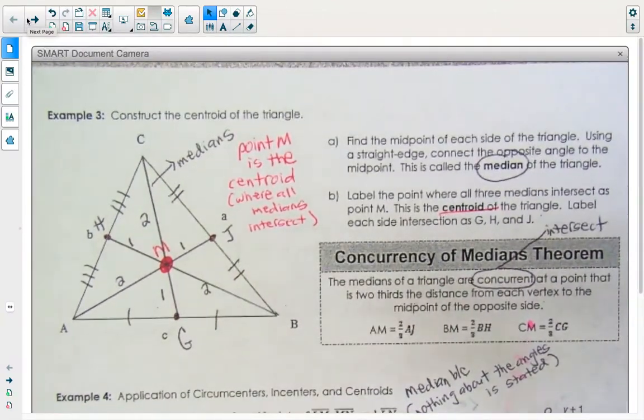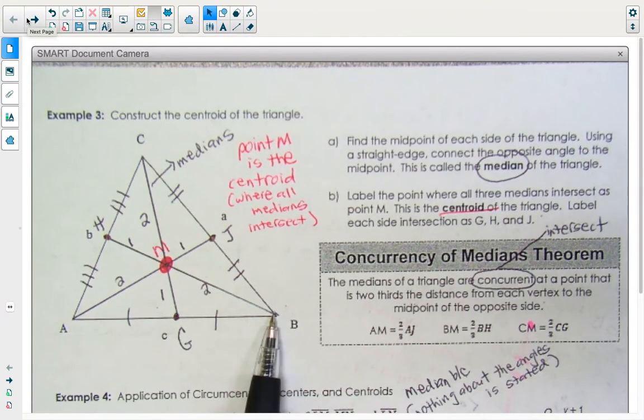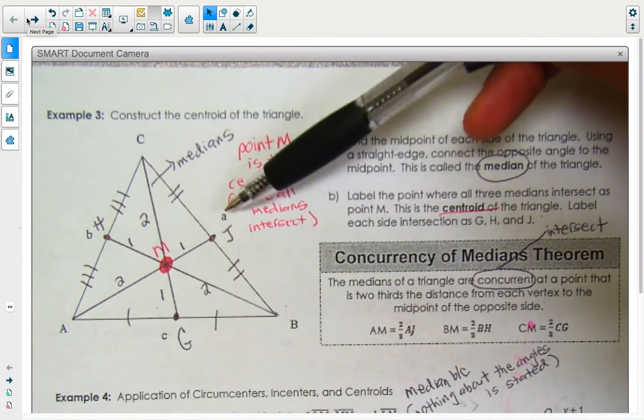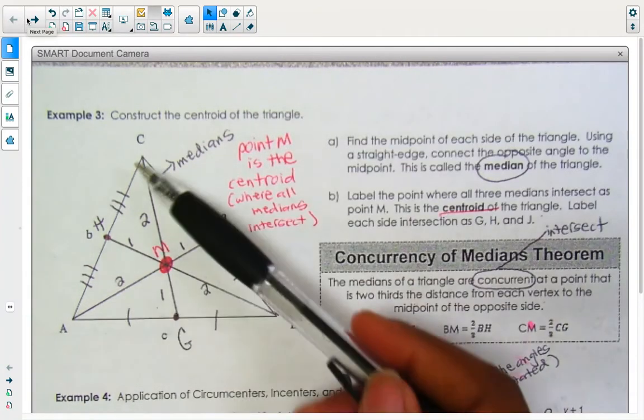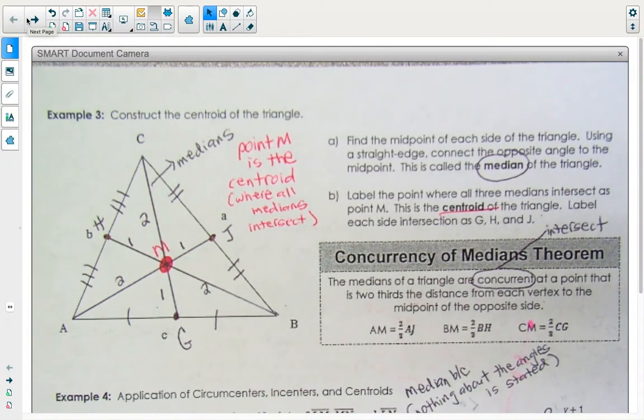Part A, it says find the midpoint of each side of the triangle using a straight edge. Connect the opposite angle to the midpoint. This is called the median of the triangle. So the first thing that I did, I found the midpoint of every single side. So A, B, my midpoint is G. C, B, my midpoint was J. And C, A, my midpoint was H. So I labeled those.